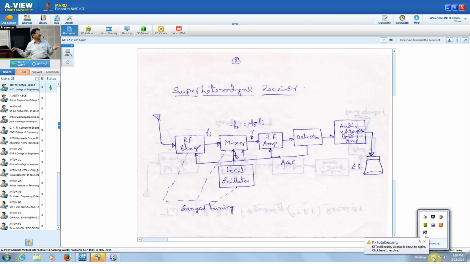When we have the input signal at this mixer, what will be the output? The output is a combination of these two, the plus or minus. So we are choosing a tuned circuit here to select the difference.